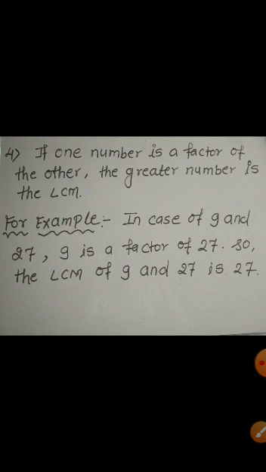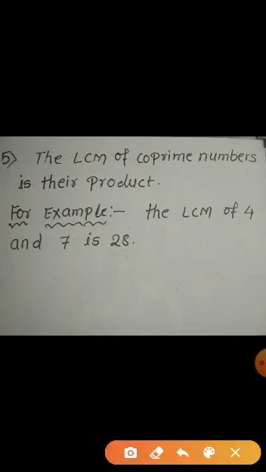So always remember, if one number is a factor of the other, then the smaller number is the HCF and the greater number is the LCM of the given numbers. Now come to the fifth property. The LCM of co-prime numbers is their product.